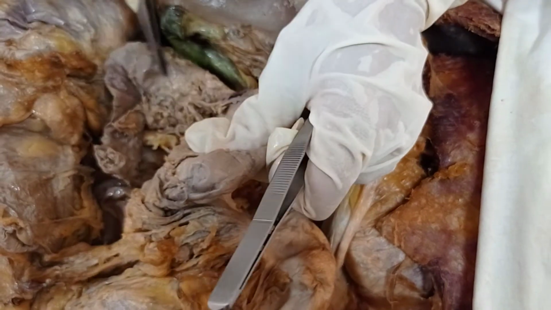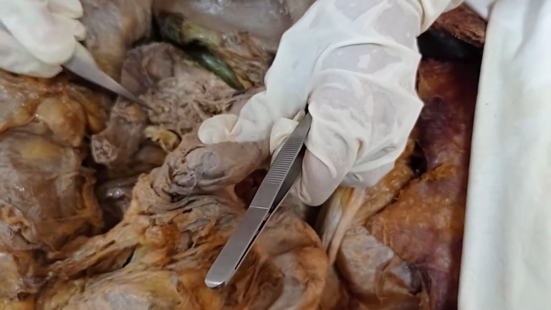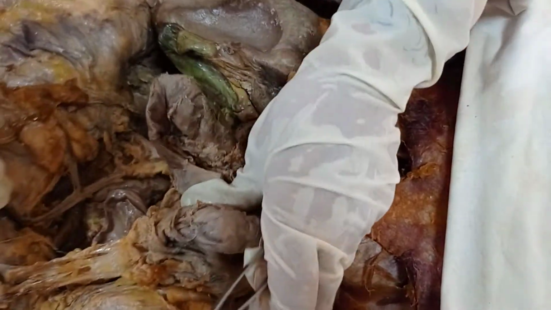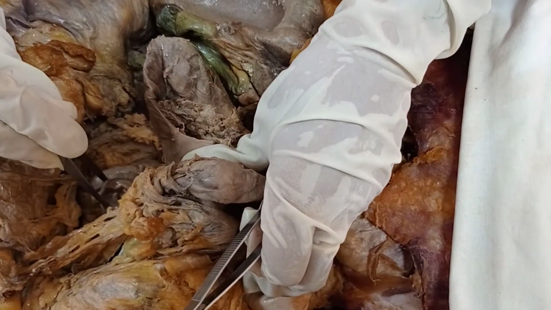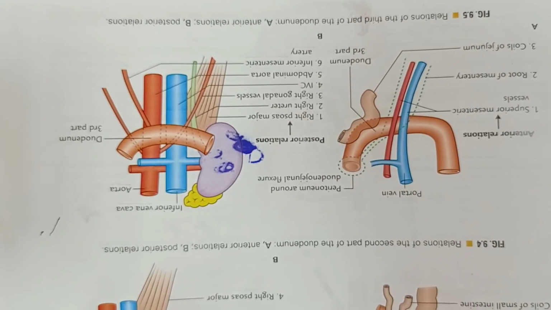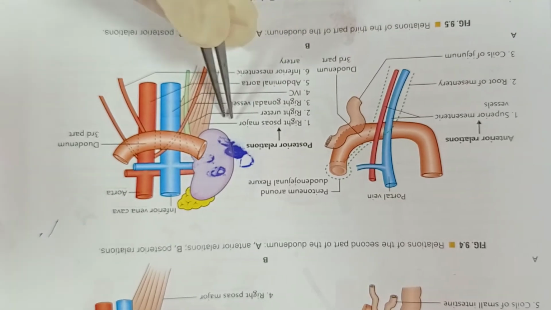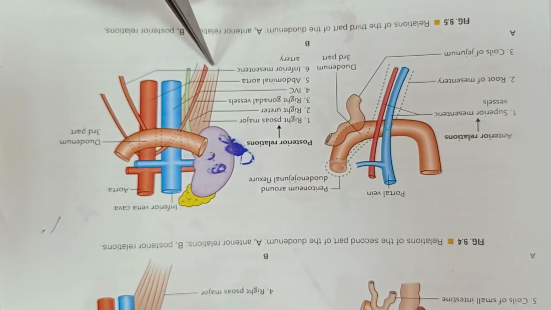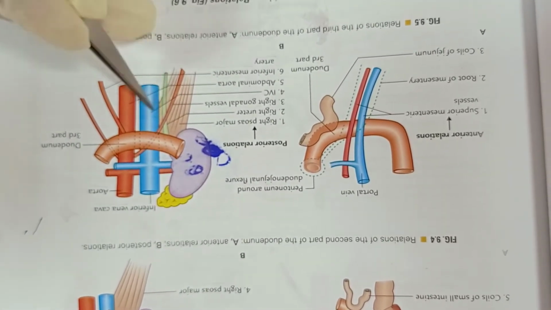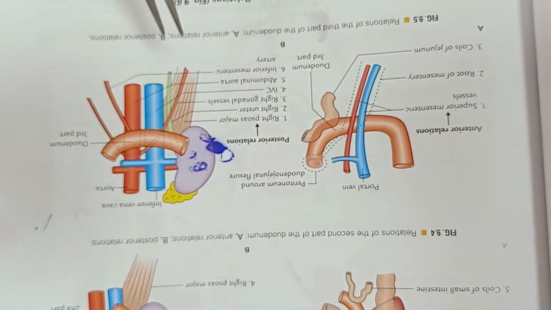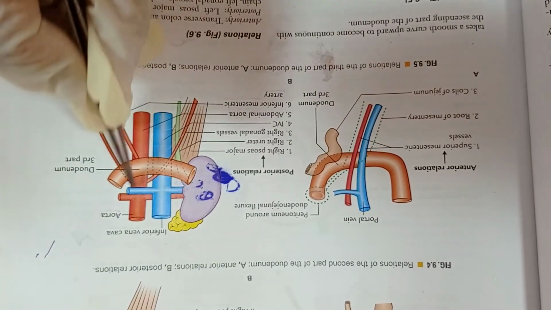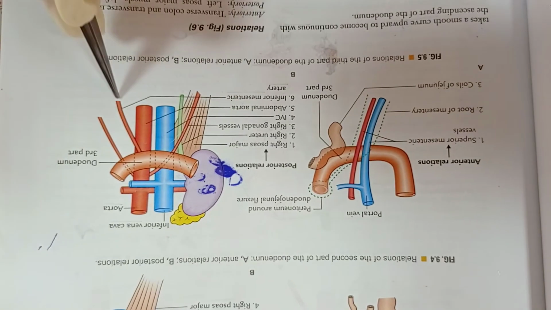Superiorly, this part is related to the head of the pancreas and uncinate process, and inferiorly this part is related to the coils of jejunum. You can see here the coils of the jejunum. Now we see the posterior relations of the third part of the duodenum in this diagram. Posteriorly, this part is related to the right psoas major, right ureter, and the inferior vena cava, abdominal aorta, and inferior mesenteric artery.